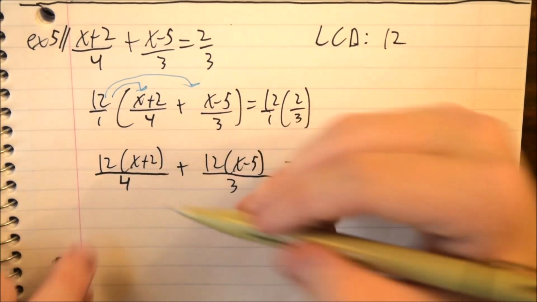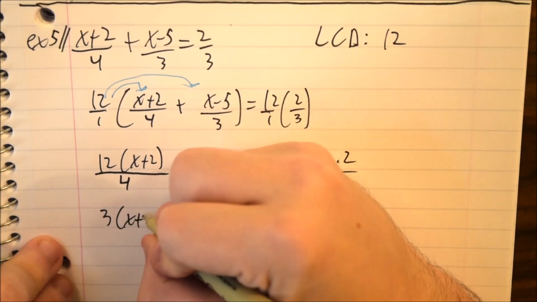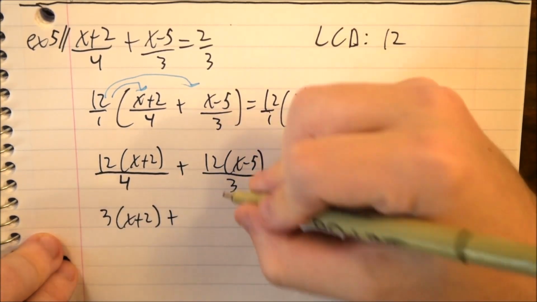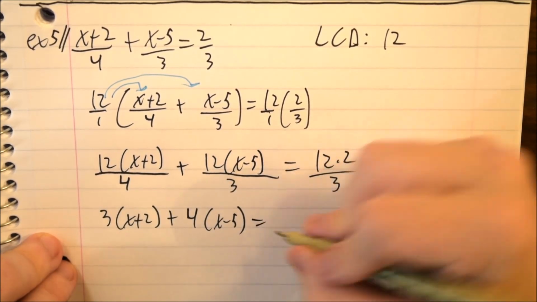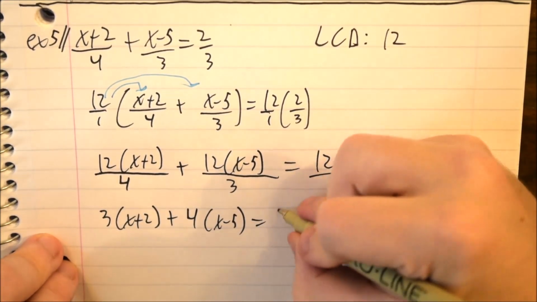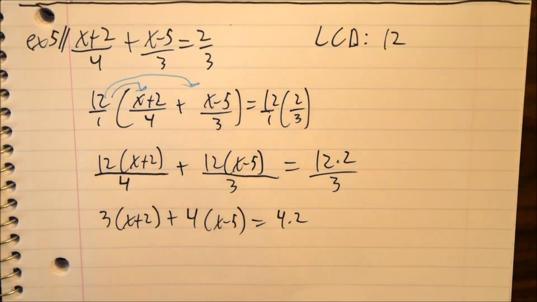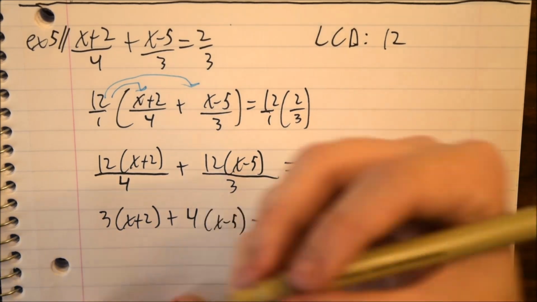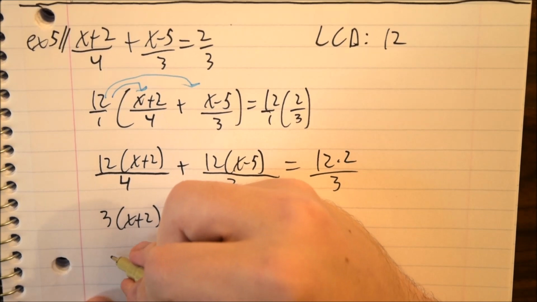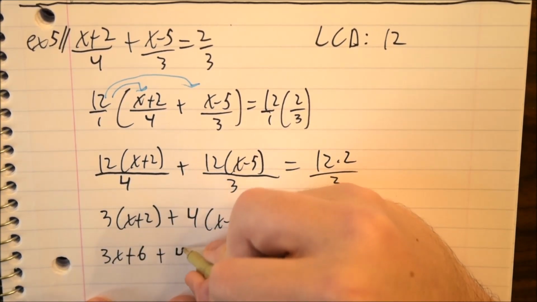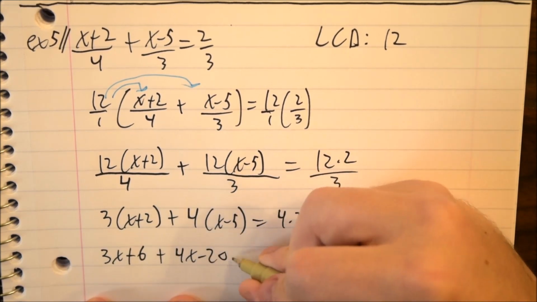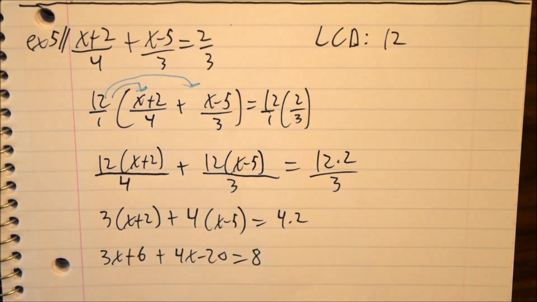Now, 12 over 4 reduces to give me a 3 times x plus 2 plus 12 over 3 reduces to give me a 4 times x minus 5. And then over here, 12 over 3 reduces to a 4 times 2. And now this looks not too bad, right? I do what I did similarly to the first problem. I'm going to distribute, rearrange, and solve. So now I have to distribute inside of here, and I get a 3x plus 6 plus 4x minus 20 equals 4 times 2 is 8.